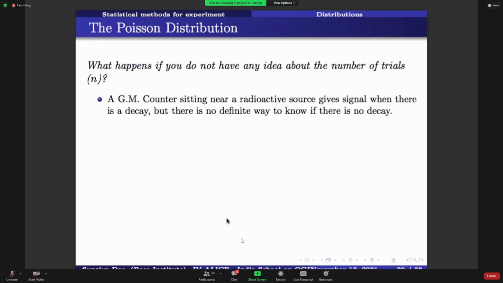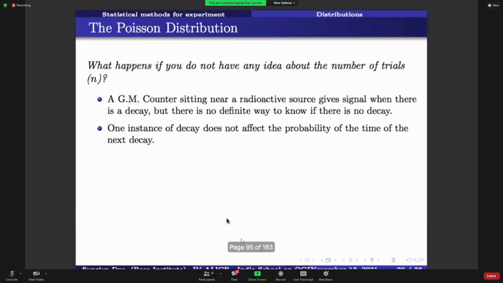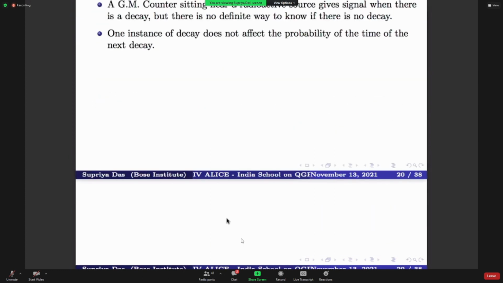If you try it and you have a probability of getting one or the other, this is not the case here. One instance of decay does not affect the probability of the time of the next decay. You do not know when the next decay will happen. If you get a signal, that does not tell you anything about the next decay. So the probabilities are independent.